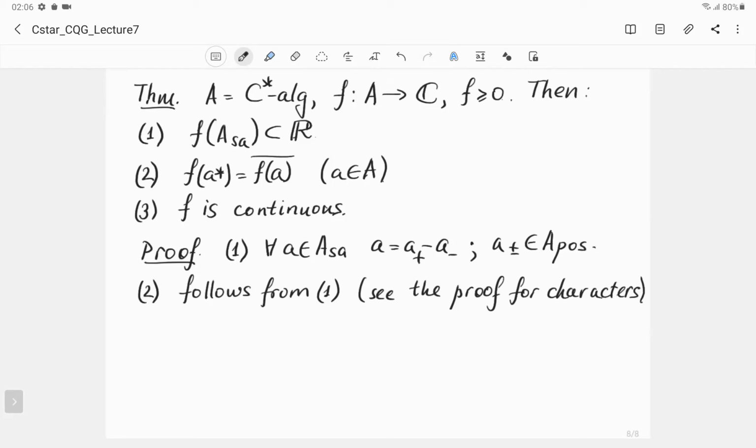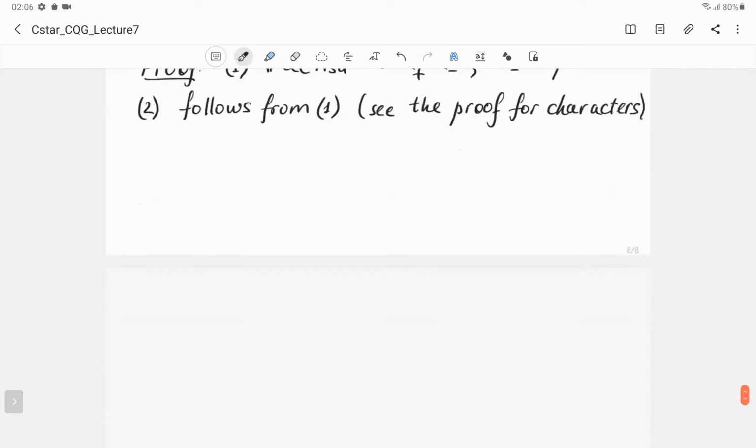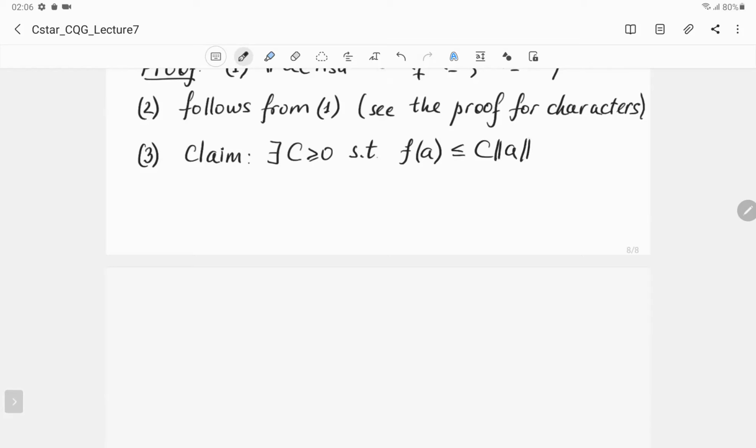Okay, finally, let's show that F is continuous. To prove that F is continuous, first of all, we show that F is bounded on positive elements. So I claim that there exists a non-negative constant C such that F of A is less than or equal to C times the norm of A for each positive element A.